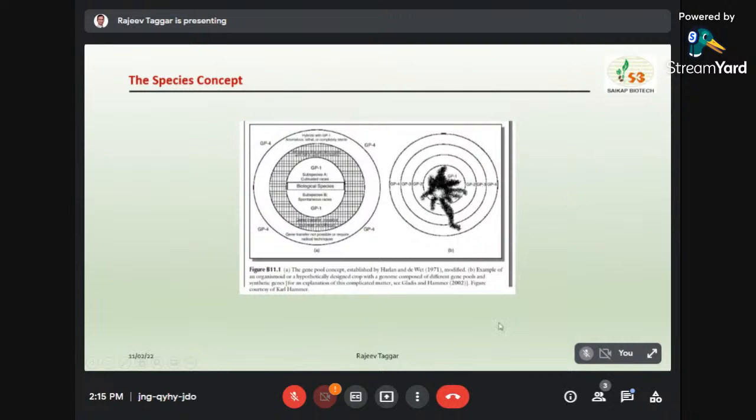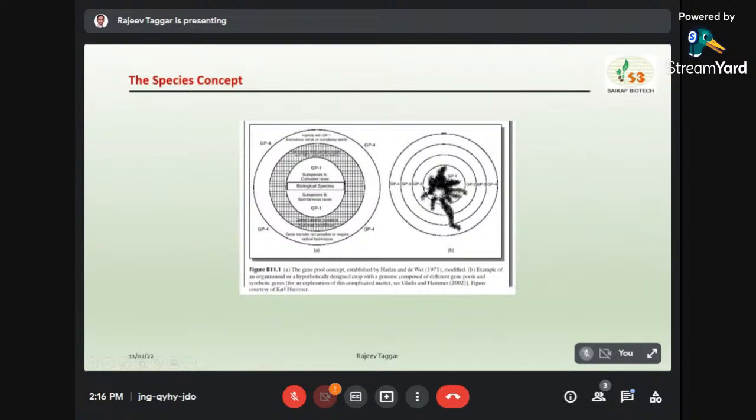Now here, in this case, this is a crop. This is some crop here, and what this diagram shows is, if you look at the right hand side, what we see is, I hope my cursor is available.